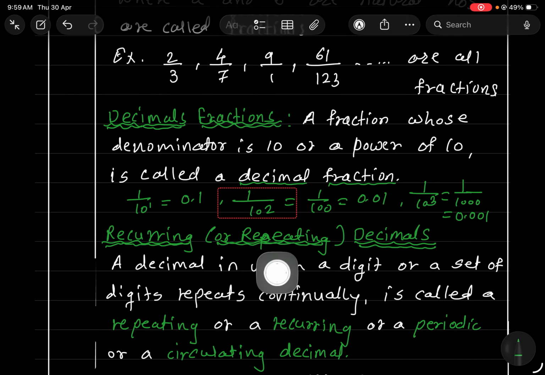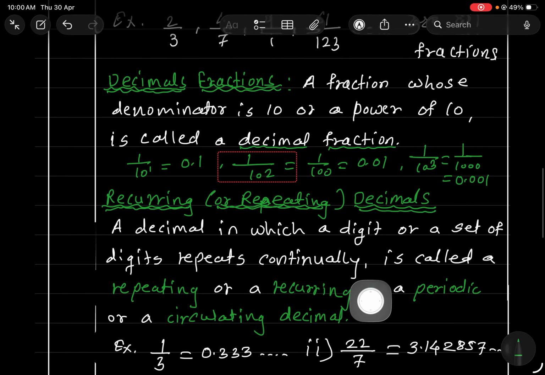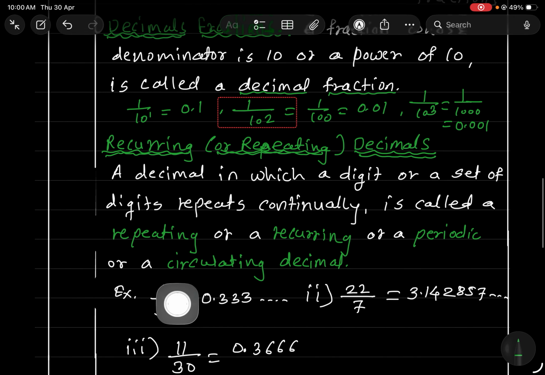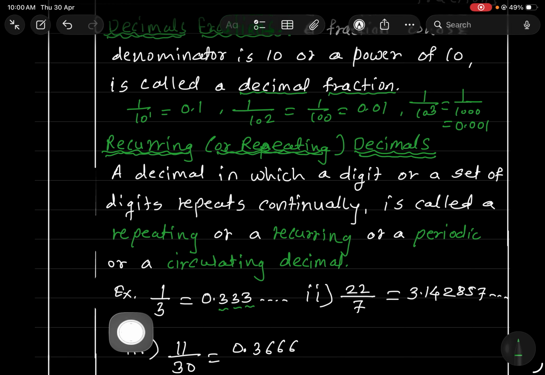Now recurring. Recurring means what? Repeating decimal. A decimal in which a digit or a set of digits repeats continuously is called a repeating, recurring, periodic or circulating decimal. So an example is 1 upon 3. See, a particular digit is repeating. Here, the digit 3 is repeating. So it is repeating, or recurring, or periodic.